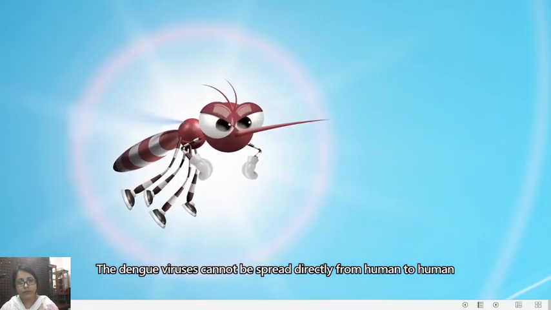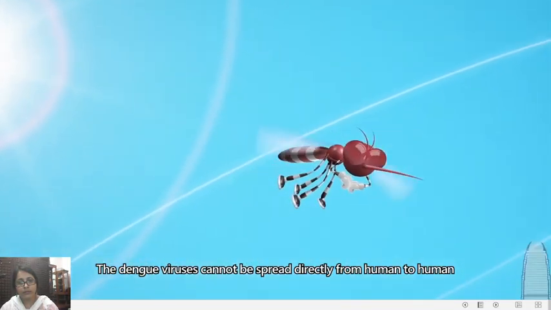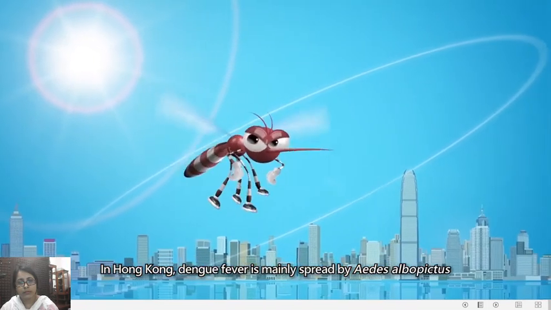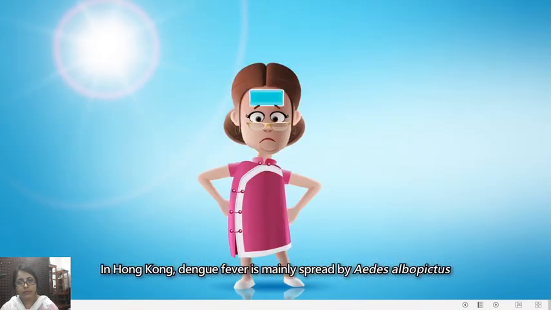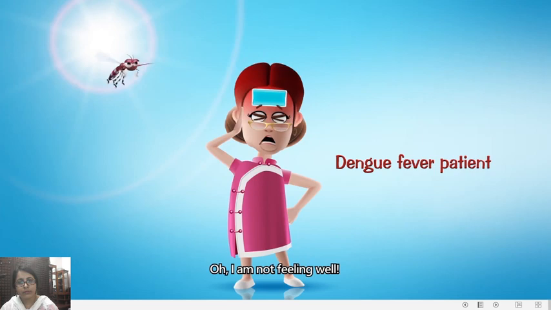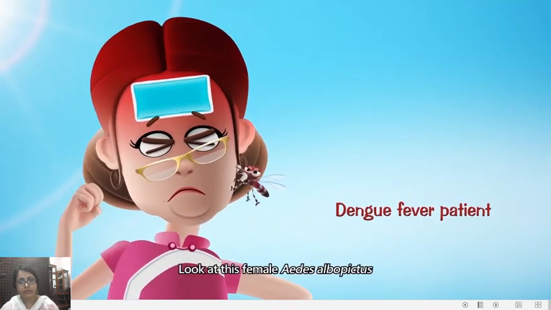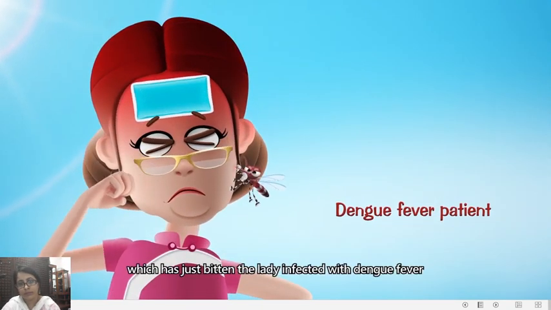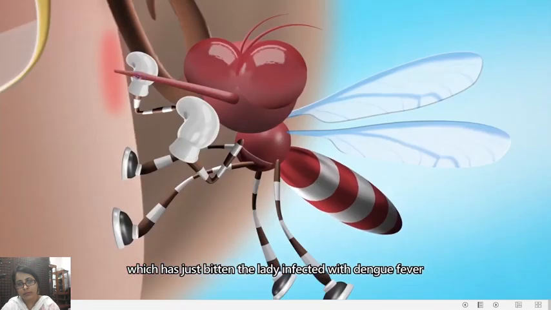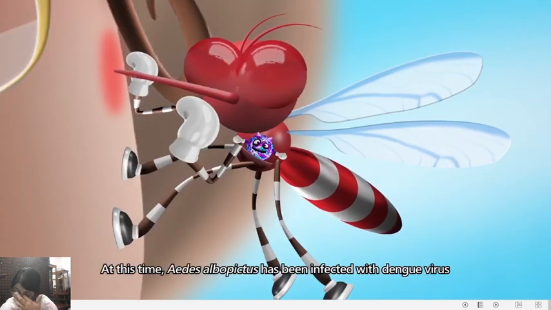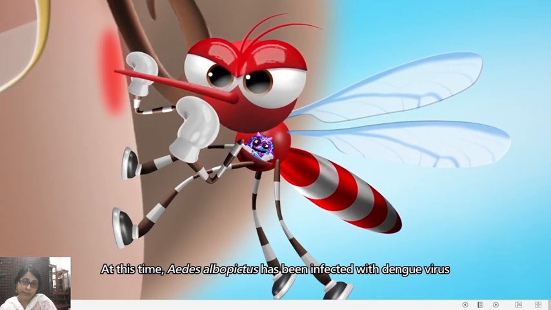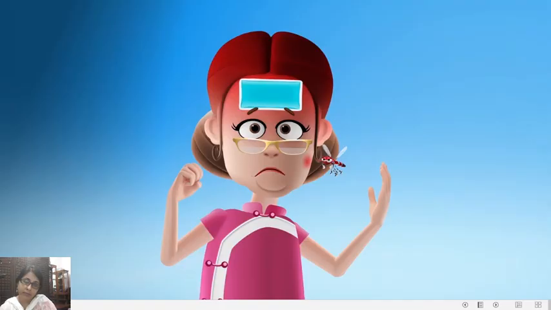The dengue viruses cannot be spread directly from human to human. In Hong Kong, dengue fever is mainly spread by Aedes albopictus. Oh, I'm not feeling well. Look at this female Aedes albopictus, which has just bitten the lady infected with dengue fever. At this time, Aedes albopictus has been infected with dengue virus and became a vector mosquito.